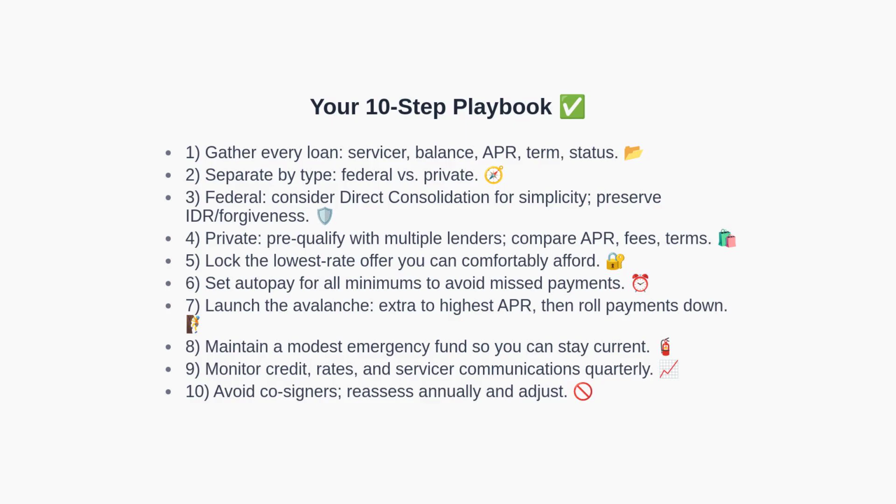Sixth, enable autopay for every minimum payment. Seventh, apply the Avalanche method by directing all extra dollars to the highest APR loan and rolling payments down as balances are cleared. Eighth, keep a modest emergency fund so you can maintain payments during surprises. Ninth, monitor your credit, interest rates, and any servicer updates at least quarterly. 10th, avoid adding a cosigner and revisit your plan annually to make improvements.